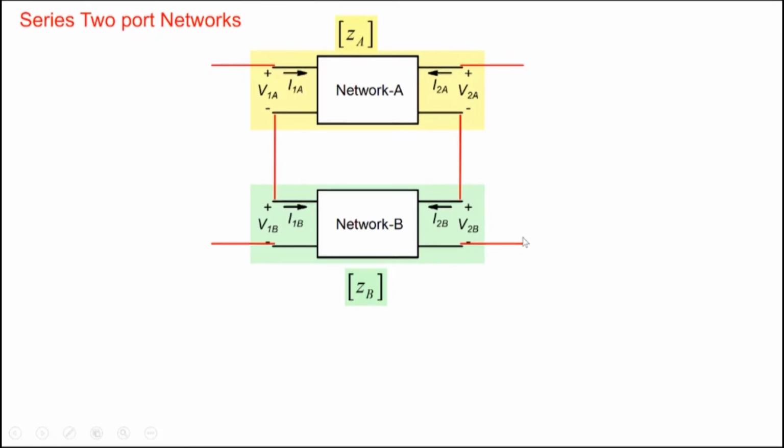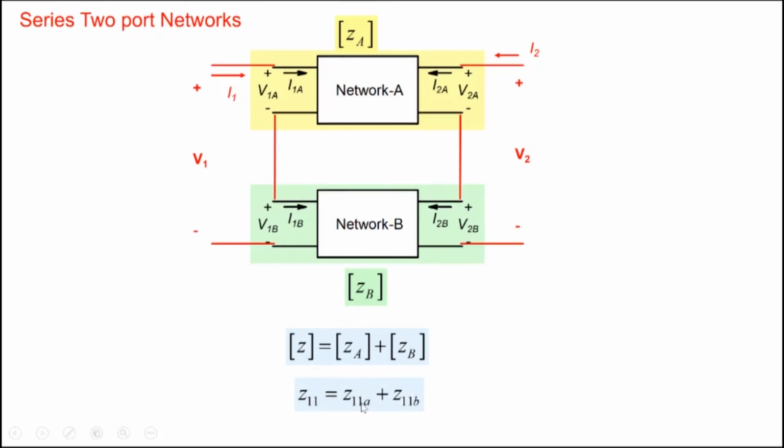Well, it's easy, and I'll leave it for you to show that. Easy to show that for this bigger network, this is the input port V1 and I1 and V2 and I2. You can show that the Z parameter for the overall network is the sum of the Z parameter of A plus the Z parameter of B. This is a matrix addition, which means that Z11 is Z11A plus Z11B. All right, so simple algebra will convince you that the Z parameter is the sum of these two Z parameters.